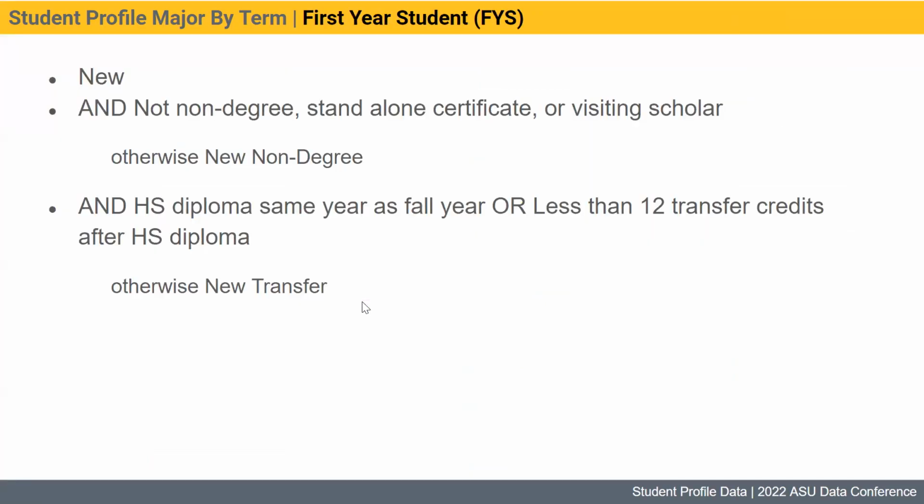So if a student is new, then we determine if they're a first-year student. I said freshman. We just changed the label a couple of years ago, and my habit is still to call it freshman. In the table, you'll actually see freshman, but we relabel it on any report that we're ever publishing to first-year student.